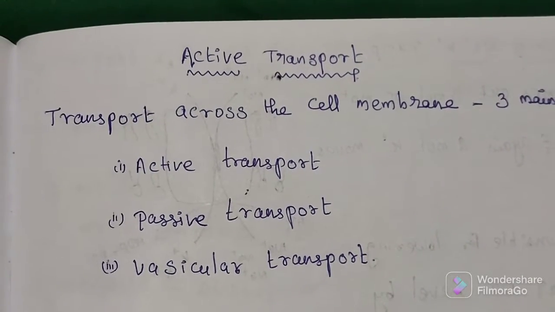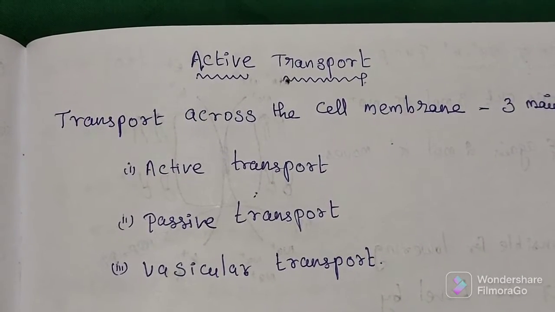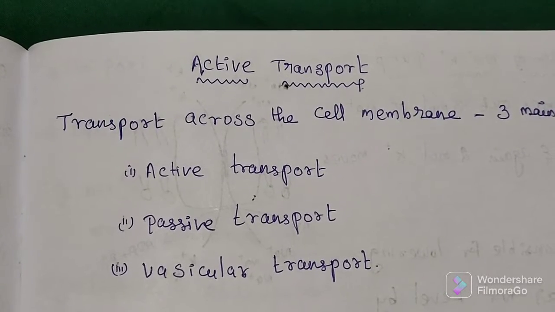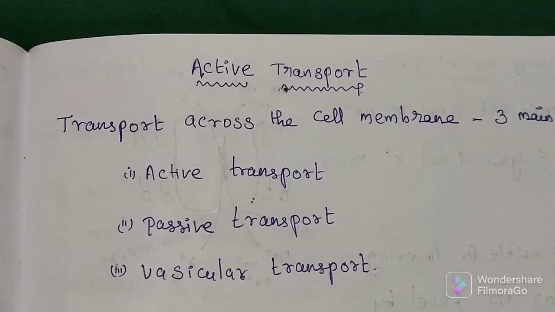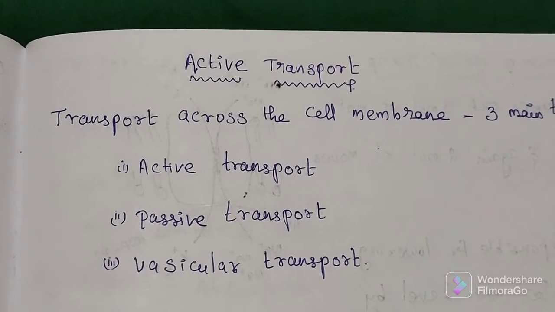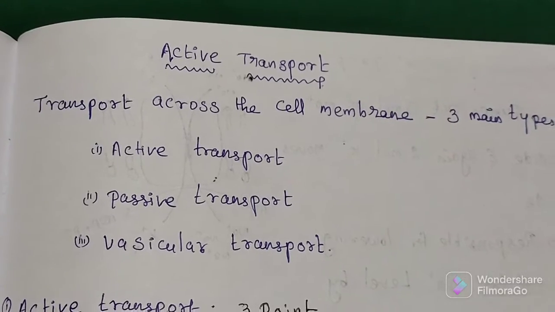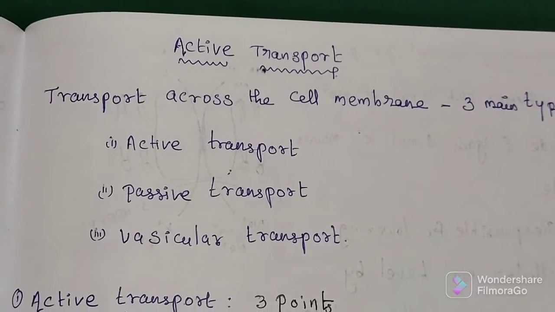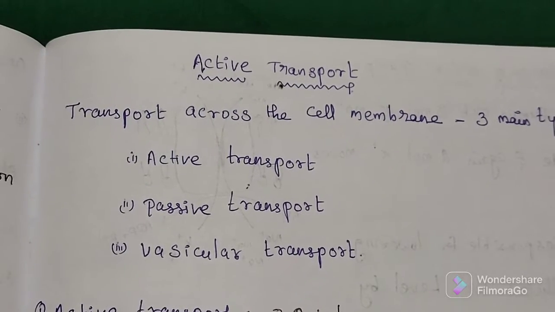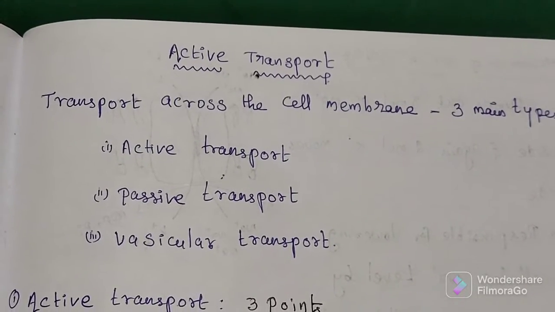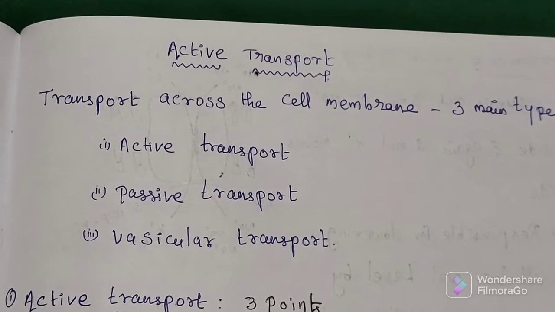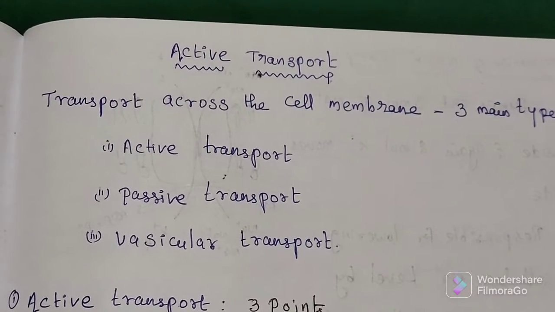Today, the topic of discussion is active transport. What is active transport? Transport across the cell membrane is divided into three main types: active transport, passive transport, and vesicular transport.